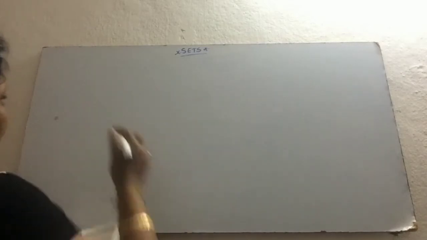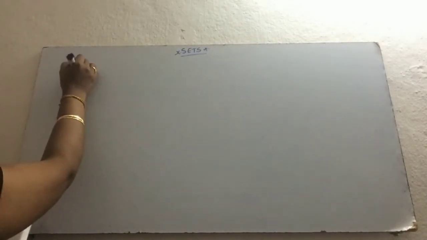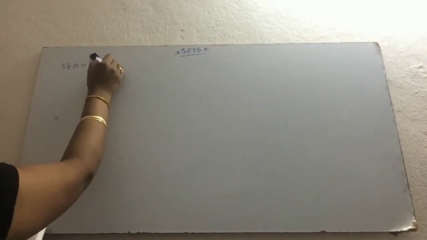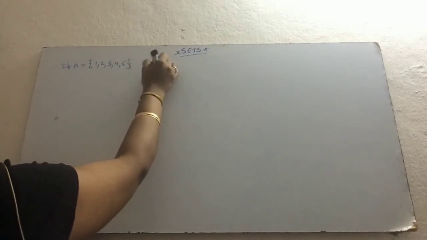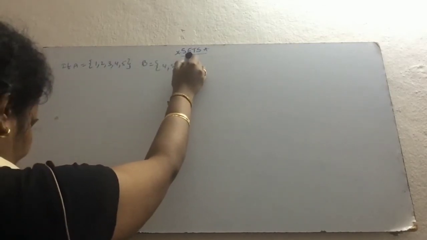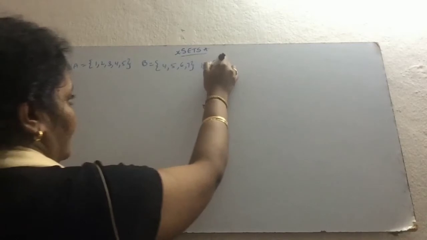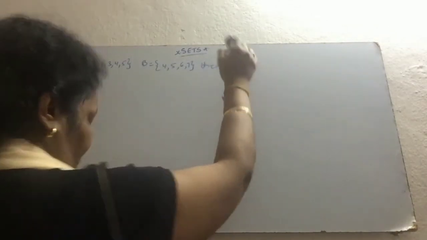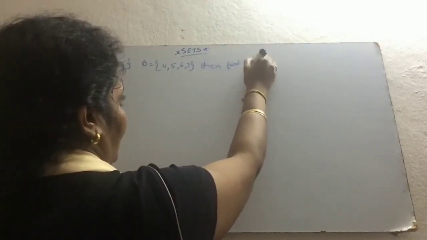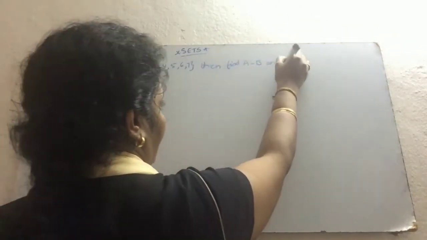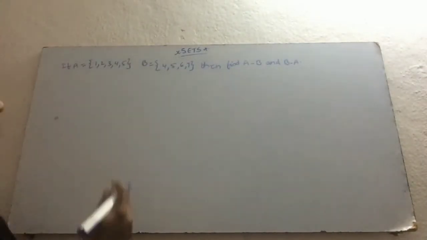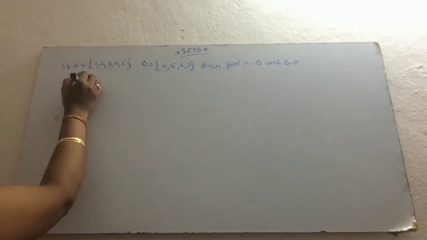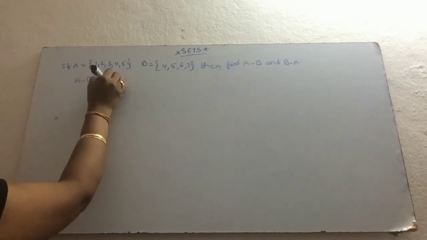And next one, if A equal to {1, 2, 3, 4, 5}, B equal to {4, 5, 6, 7}, then find A minus B and B minus A. Are they equal? First we will find A minus B.